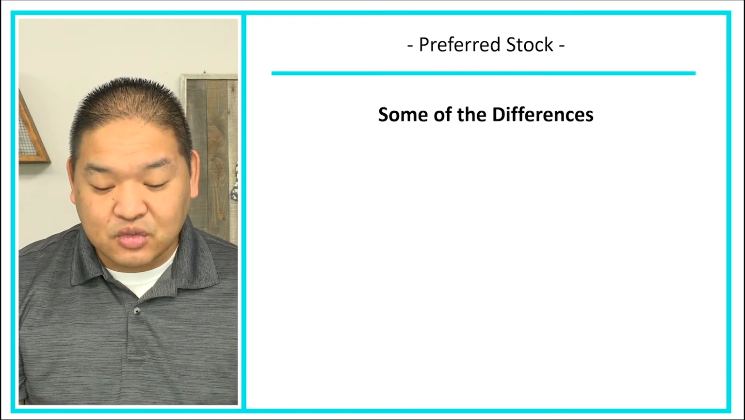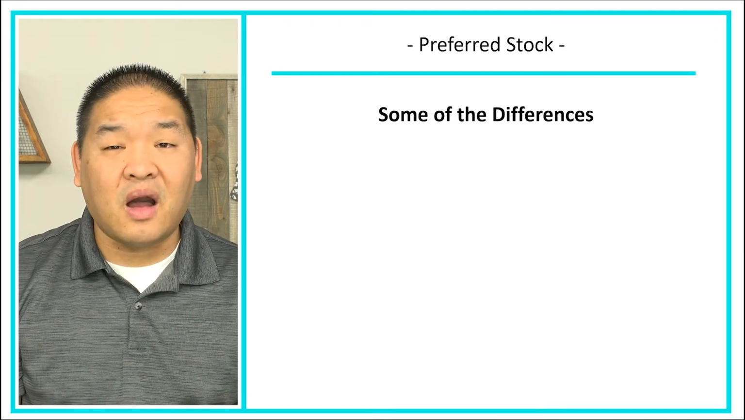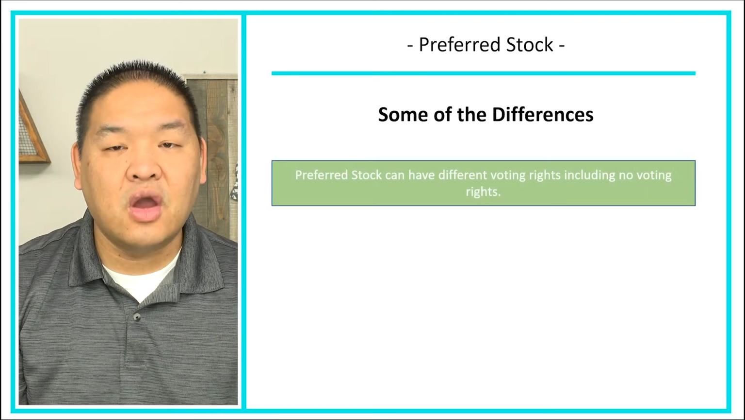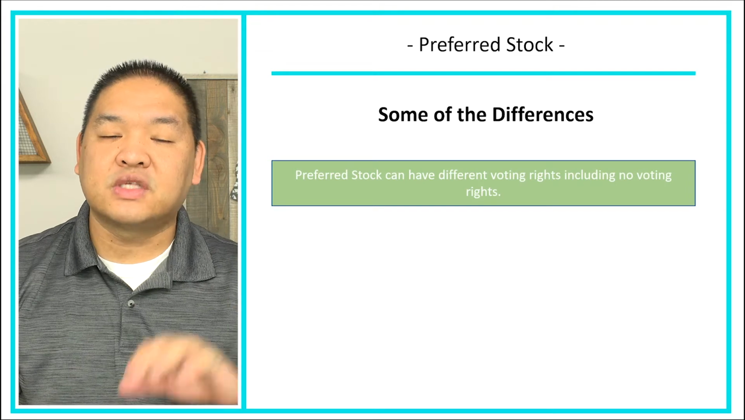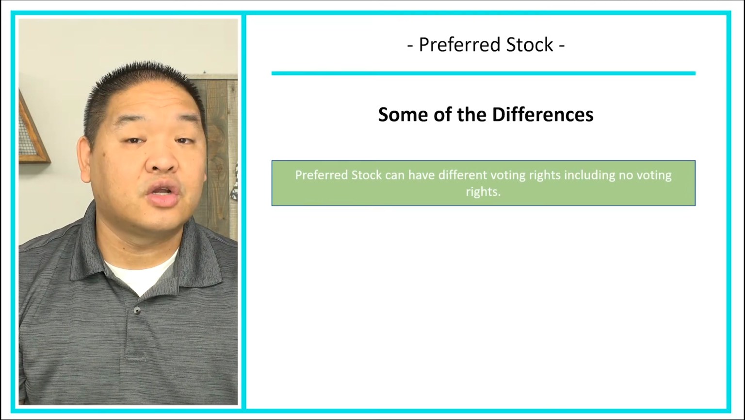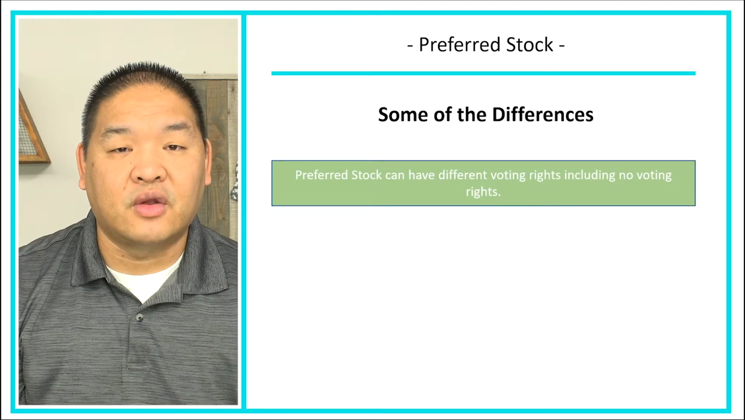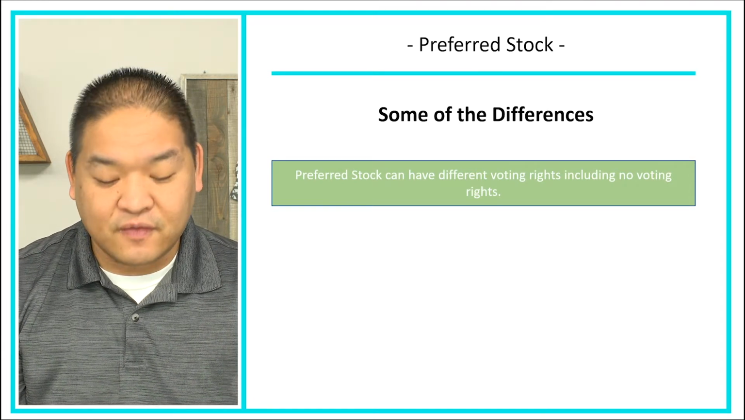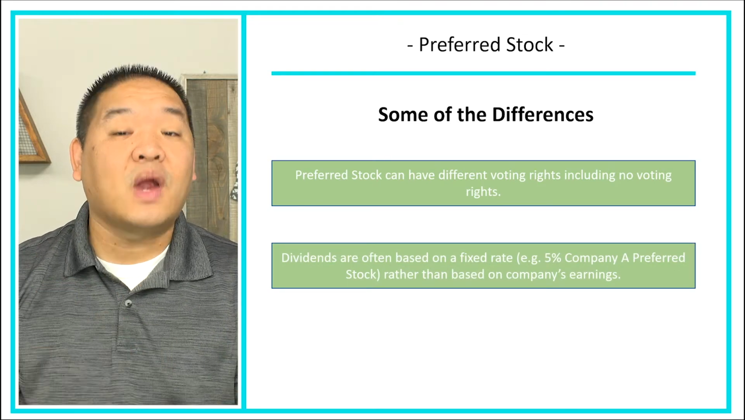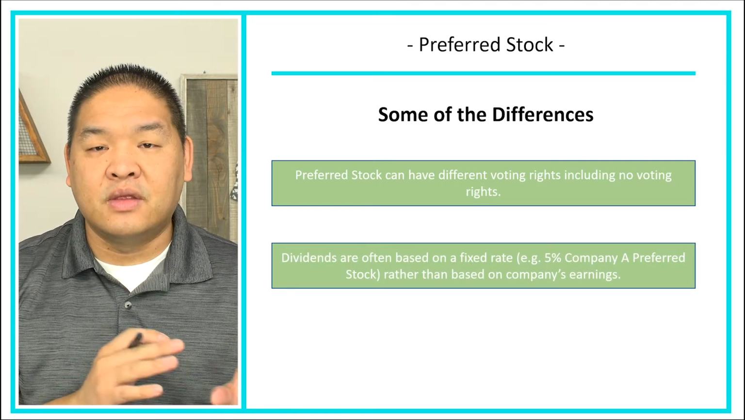Now, some differences between a preferred stock and maybe a common stock is that preferred stocks can have different voting rights, including no voting rights. So again, just like we have the different classes of common stock, there could be no voting rights here, or there could be super majority voting rights designated to a preferred stock. Now, dividends are usually based on a fixed rate for a preferred stock rather than a common stock.